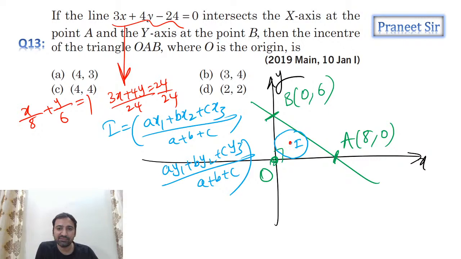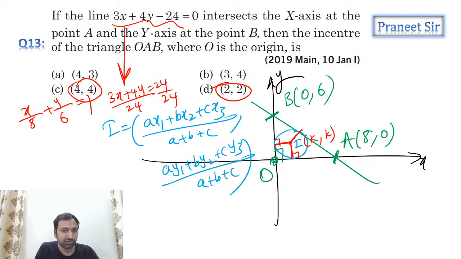Incenter is a point which is equidistant from all the three sides, guys. This distance, this distance, this distance should be equal. If this distance is equals to this distance, can I say that x coordinate and y coordinate should be equal? In the options where am I getting x coordinate and y coordinate equal, guys?